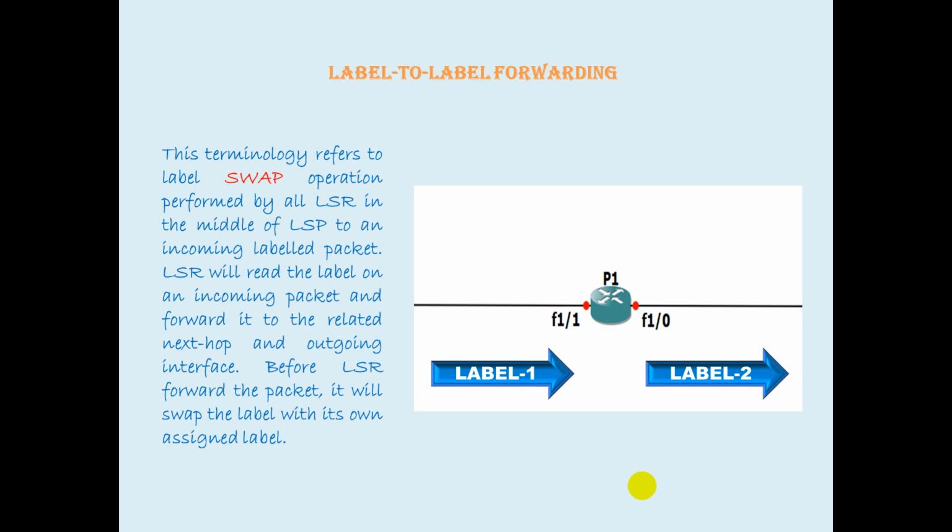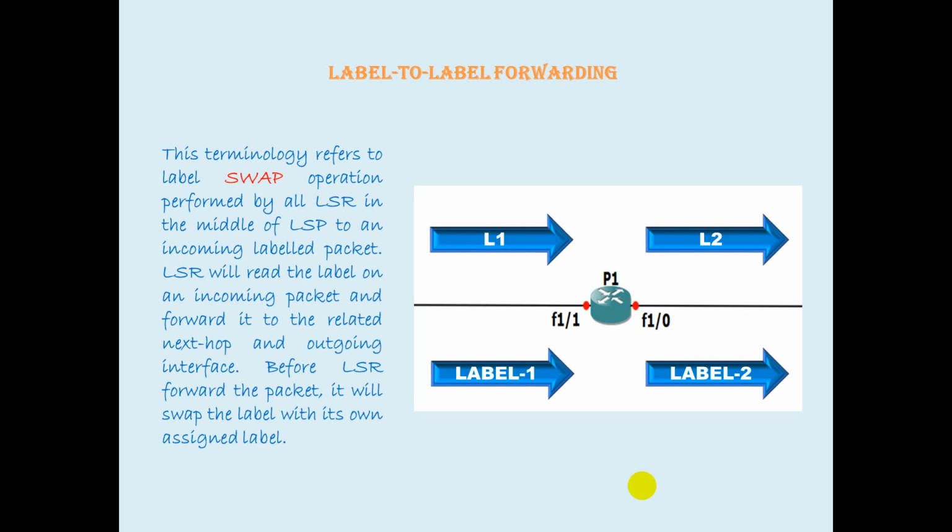So this terminology refers to the label swap operation performed by all LSRs in the middle of the LSP to an incoming labeled packet. Now here we are not receiving an IP packet, we are receiving an already labeled packet. The LSR will read the label on the incoming packet and forward it to the related next hop and the outgoing interface. Before the LSR forwards the packet, it will swap the label with its own assigned label. The third one, now it is showing L1 is coming and it is changed to another label, its own label L2.